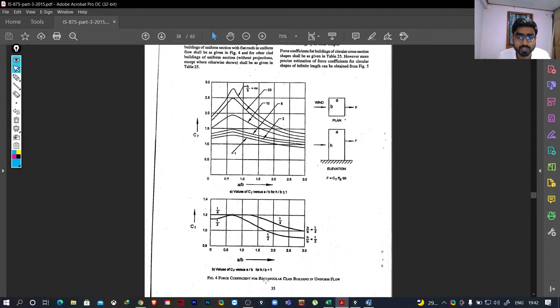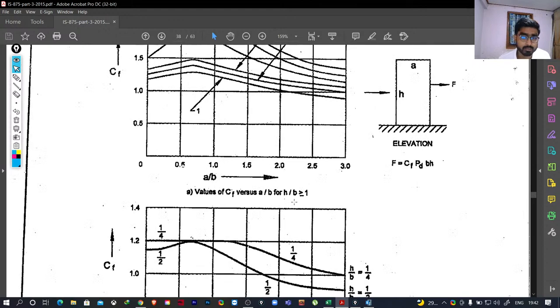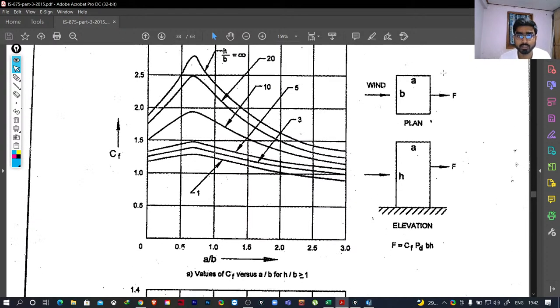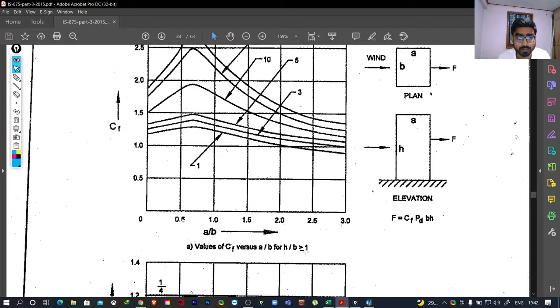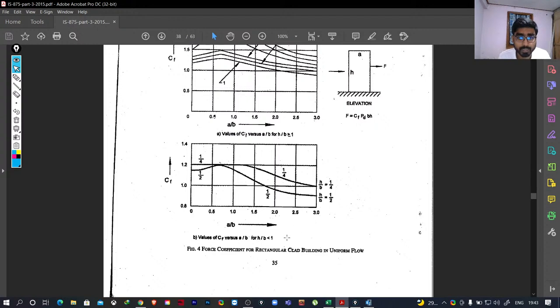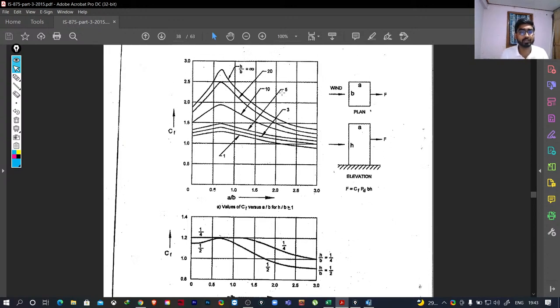This is the force coefficient for rectangular clad buildings in uniform flow. Here we have two graphs. Depending on the criteria, when H by B, height by the smaller width, or depth, of the structure, where B means the face perpendicular to which the wind is coming. If H by B is greater than or equal to 1, then we use this graph. In case of H by B less than 1, we use this graph to find out the CF. How to find the values from this graph, I will explain while showing you the example.